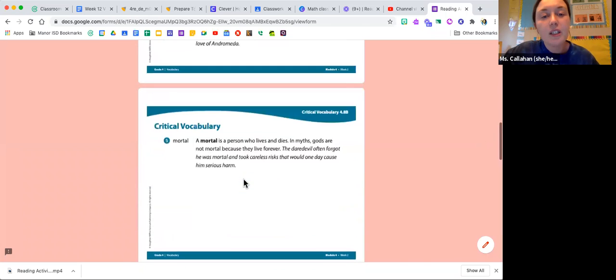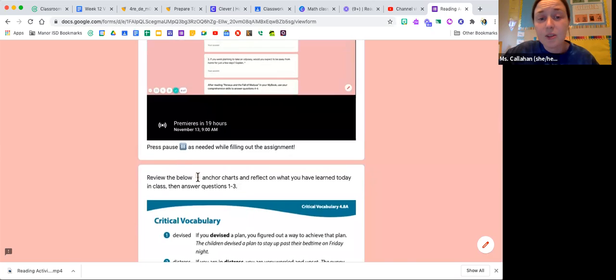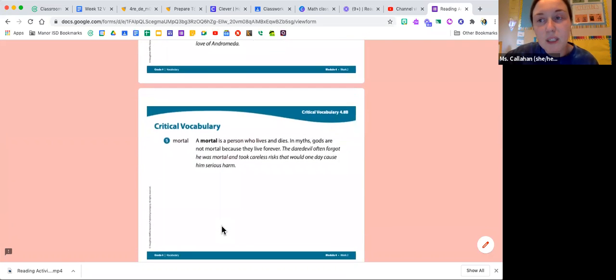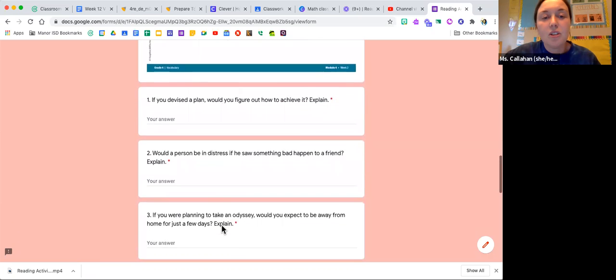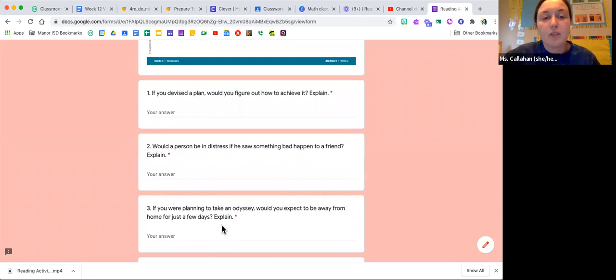So what you're going to do, like I just said, is review the below anchor charts. This is exactly the conversation that I just had with you. I went over the critical vocabulary with y'all for the story, right? So you're going to peek over these two anchor charts, just briefly, okay? And think about the meanings and think about what we just talked about. And then I want you to answer questions 1 through 3, okay?